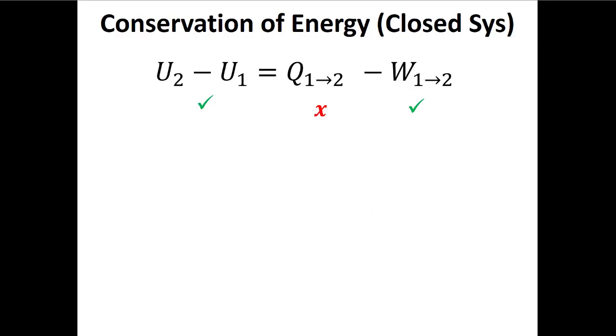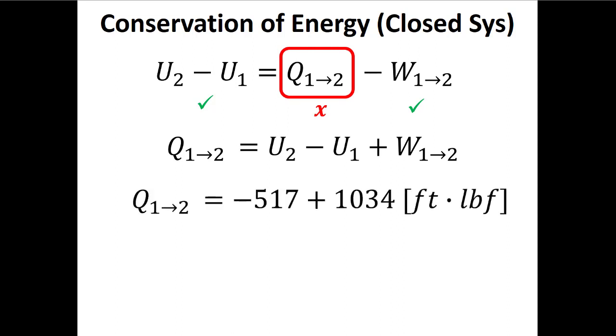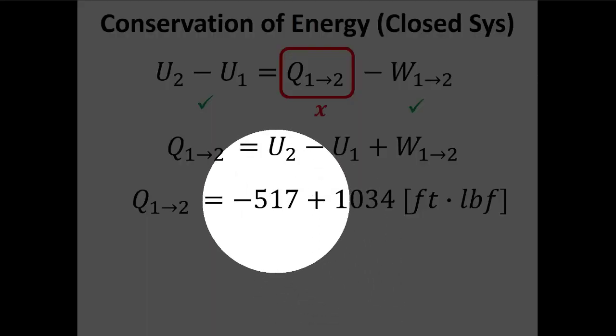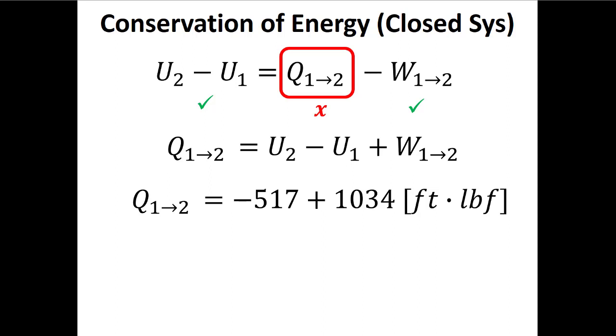So now we know delta U, we know work, right? So we came from a place where we didn't know anything, and now we just don't know heat. So we've got one equation and one unknown. So we can isolate for Q. Right now we know all this stuff. I checked my units here, right? Because this 517 was also in foot-pounds. So everything here is in foot-pounds. This makes sense. I'm adding apples to apples, right? And in this case, it actually turns out that the heat is 517 foot-pounds.